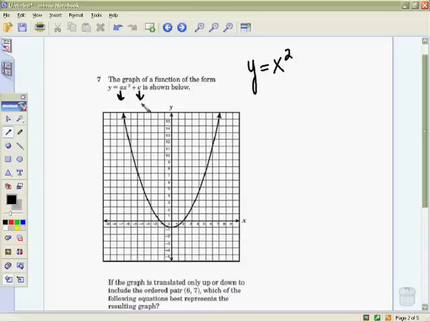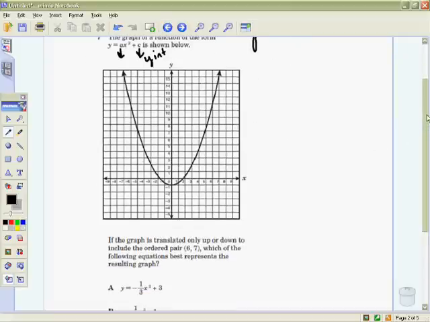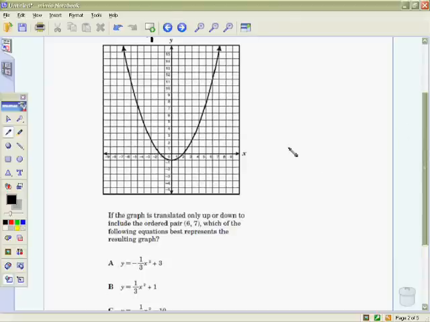And this number c is just like the y-intercept from y equals mx plus b. It shows where the graph crosses the y-axis. Same here. So let's look at what we have going on. It says if the graph is translated only up or down, they didn't tell us which, and includes the ordered pair (6, 7), which of the following equations best represents the resulting graph?